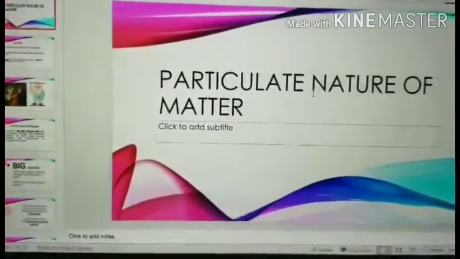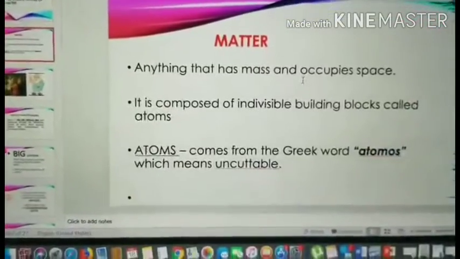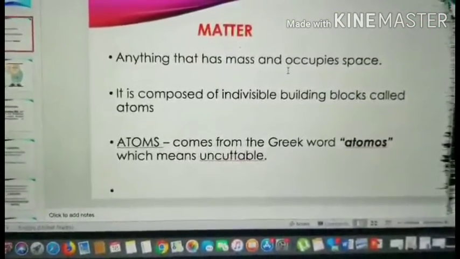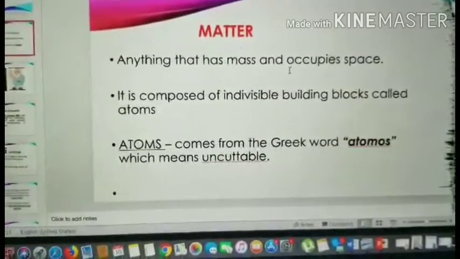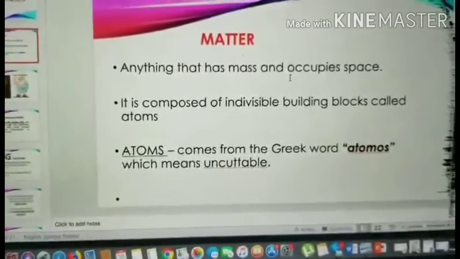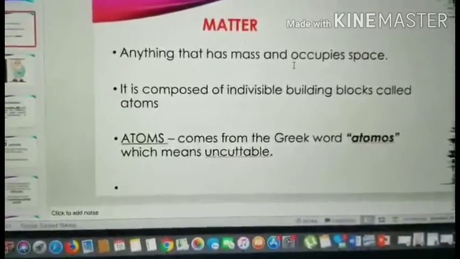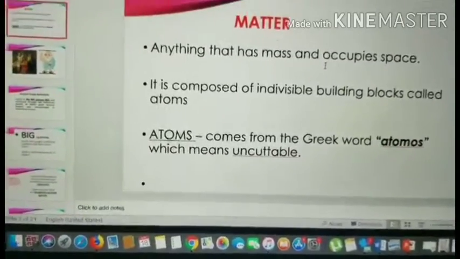We have here the particulate nature of matter. The first one, we have here the meaning of matter: anything that has mass and occupies space. And when we say atoms, it comes from the Greek word atomos, which means uncuttable. When we say uncuttable, it is also indivisible, or you cannot break these atoms into two or into many pieces.